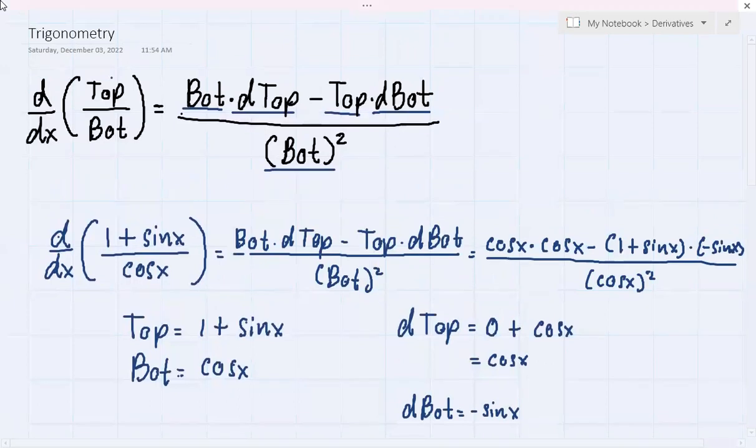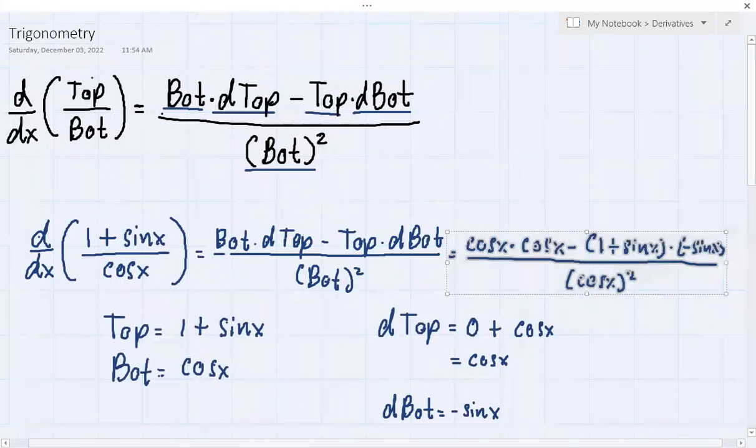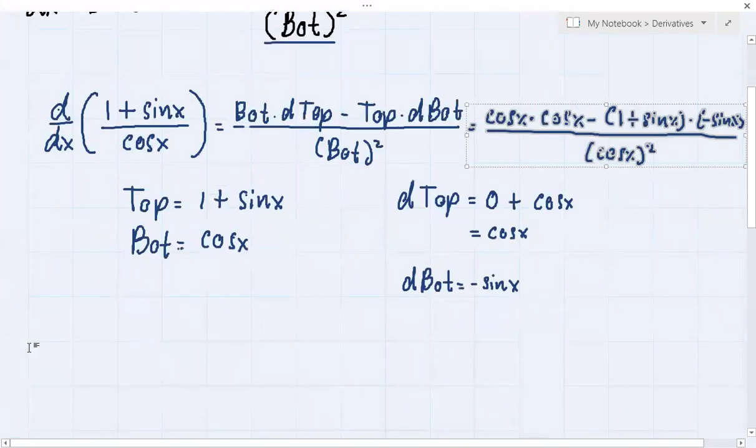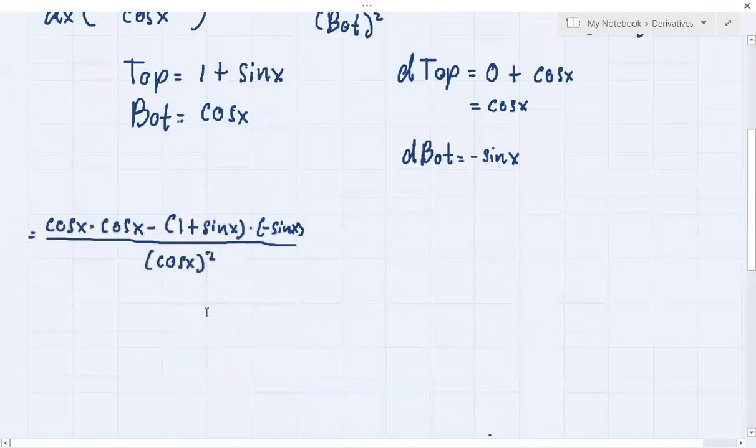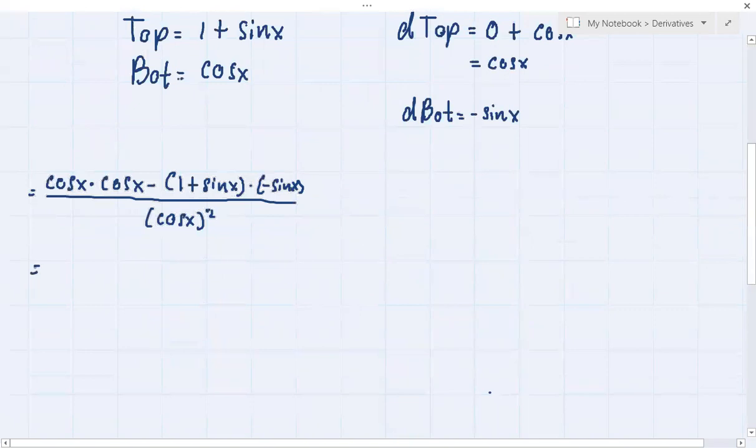Now, I'll copy this because we're going to rewrite it below. Okay, below here. There you go. So now let's simplify. Cosine x times cosine x, we have cosine squared x.